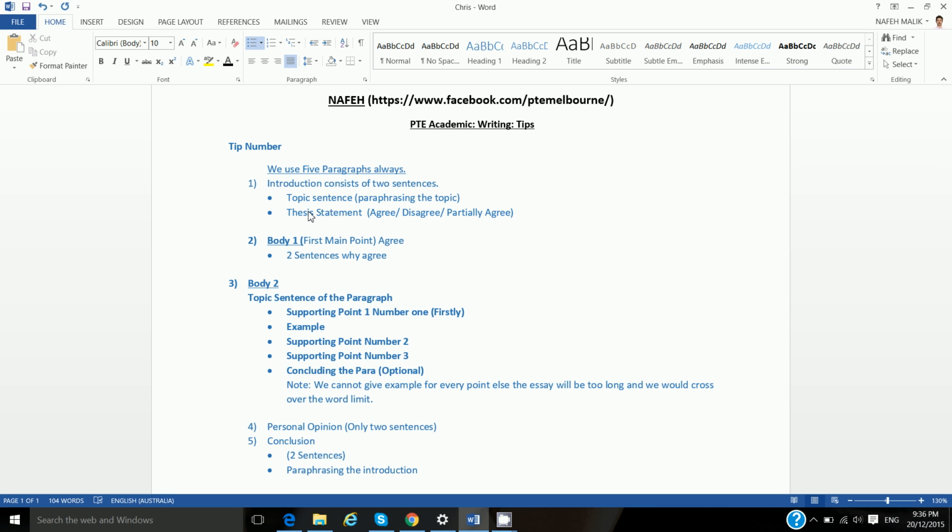PTE writing has been difficult for a lot of students, and they find it difficult to score equivalent to a band level 8 in IELTS. This is because they don't follow a template that they need to follow in order to get good marks. The computer judges PTE students according to their response and their personal opinions. So I've come up with a standard template. If you follow this template, I can assure you you'll get very good grades.